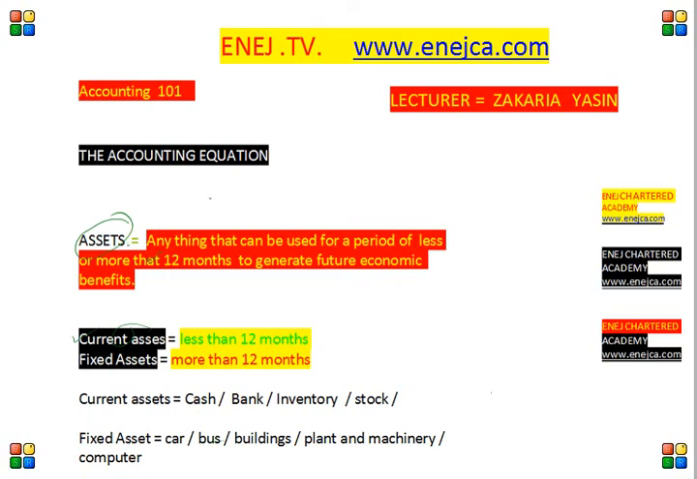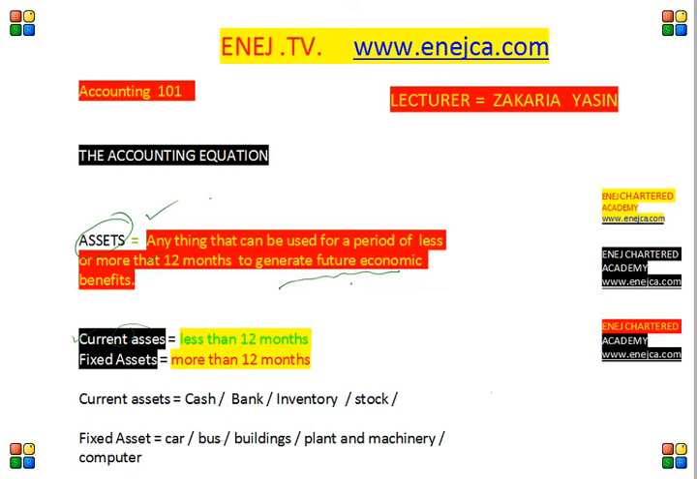So basically, we will always hear something about assets, but actually, what is their definition? What are these assets? Whom do we call assets? There are a lot of definitions of assets, but to start with, we are providing a very basic definition. Anything that can be used for a period of less or more than 12 months to generate future economic benefits is an asset.